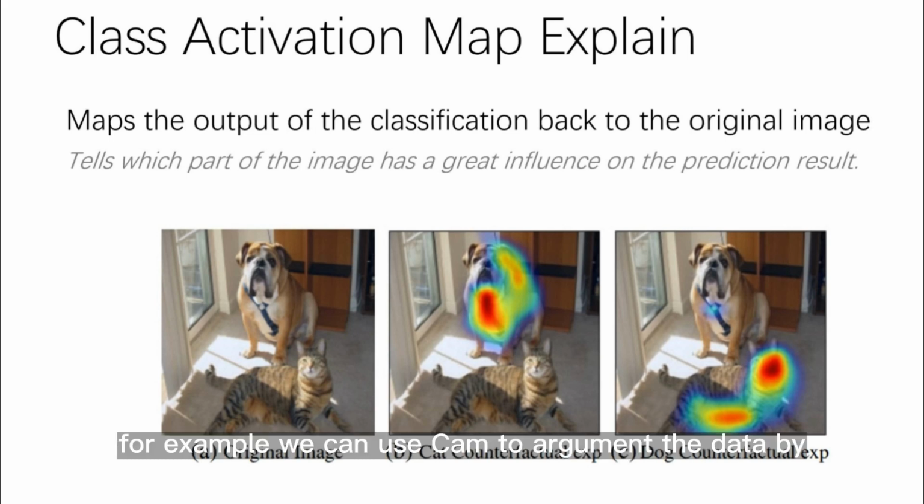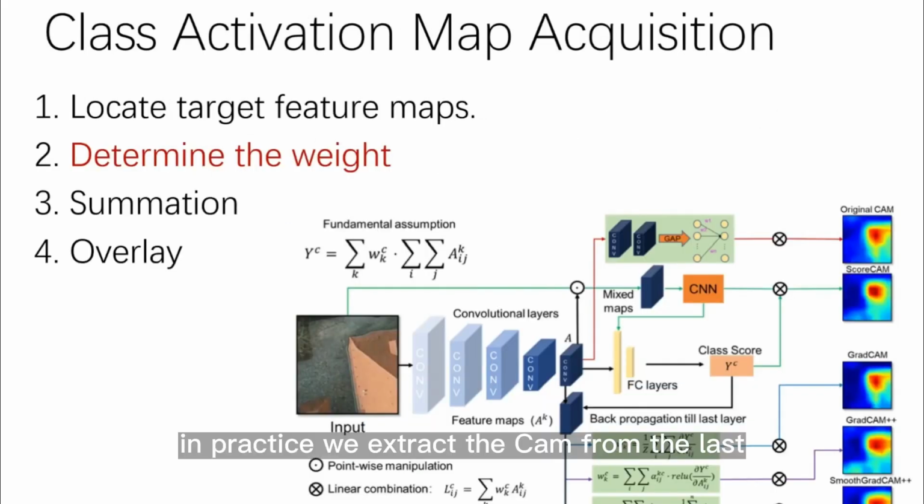For example, we can use CAM to augment the dataset by erasing or cropping. In addition, since CAM pays close attention to the target, it can deal with some semantic segmentation or object detection tasks, which greatly reduces the labeling workload, but this usually requires a highly accurate CAM. In practice, we extract the CAM from the last convolutional layer of the network, because other subsequent operations, such as the fully connected layer, will cause the loss of spatial information, making the feature information output by it impossible to be intuitively understood by humans.